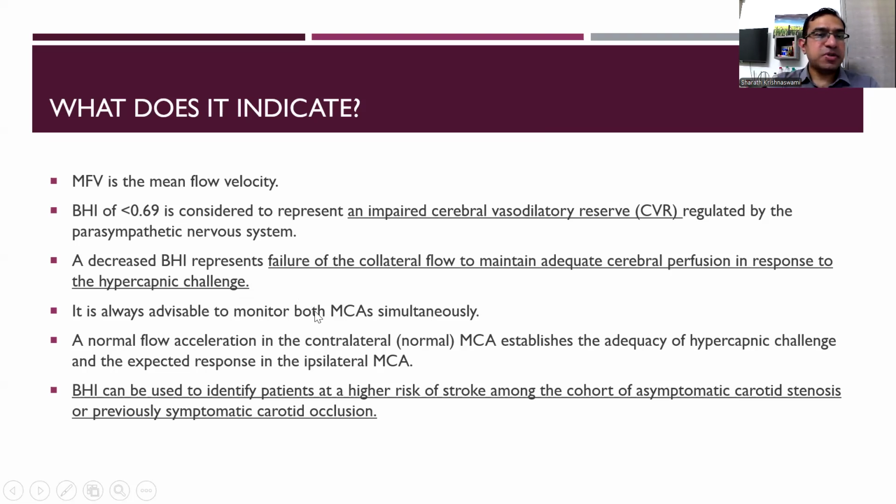It is always advisable to monitor both MCAs simultaneously. And if a patient has flow acceleration in the normal MCA, it shows that the patient has an adequate hypercapnic challenge. And this is the expected response in the ipsilateral MCA. So how is this useful for us? It can be used to identify patients who have a higher risk of stroke amongst our patients with asymptomatic carotid stenosis or previously asymptomatic carotid occlusion.